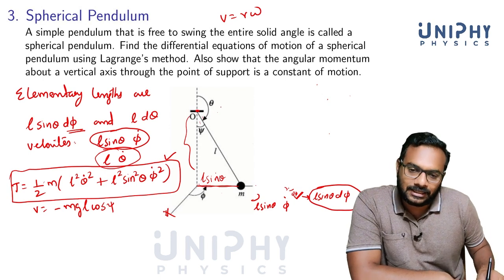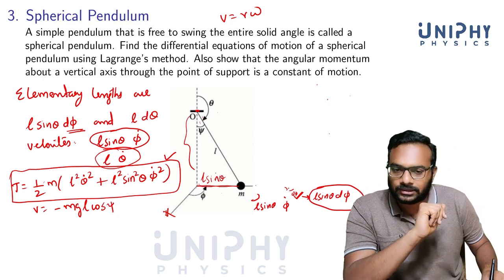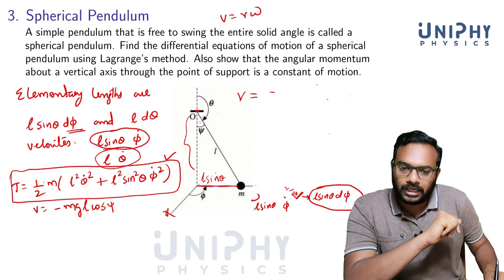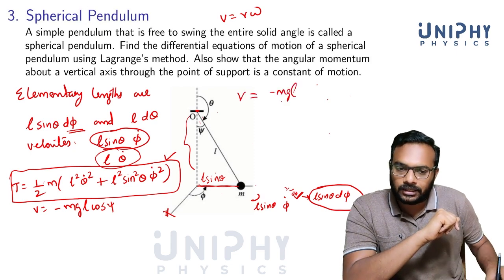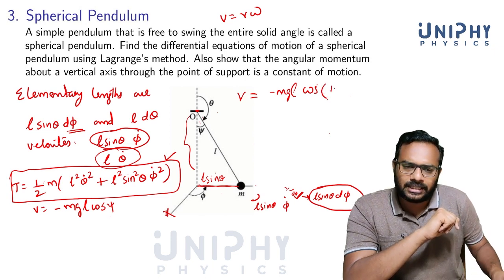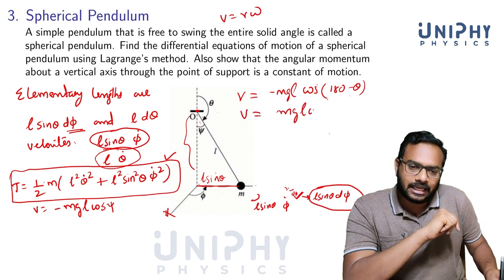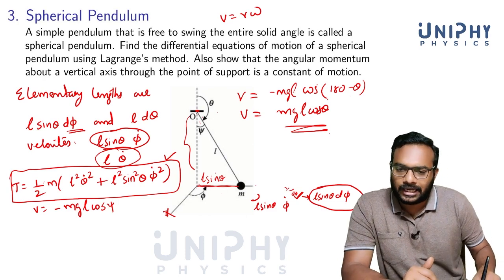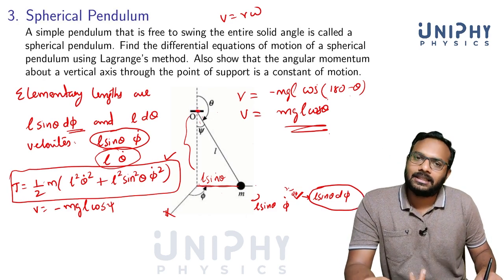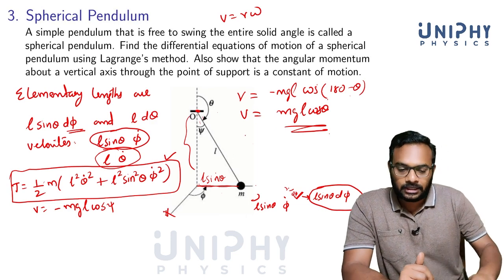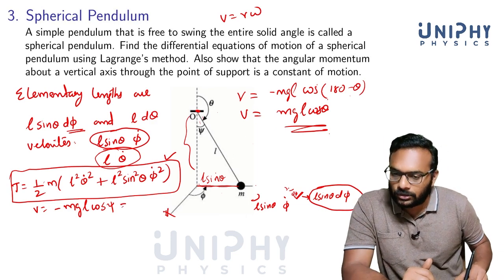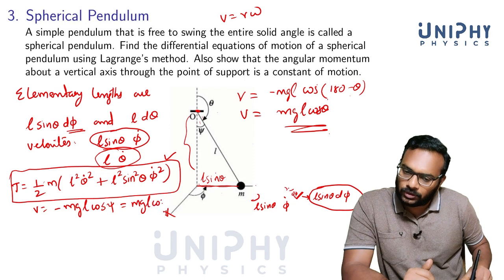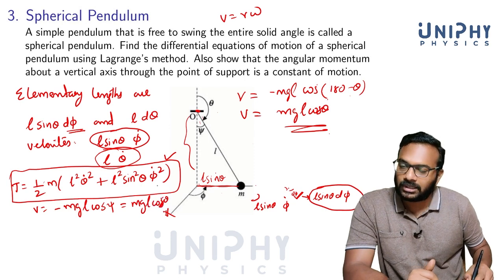We can write it in terms of theta because we chose theta as the generalized coordinate. I'm sorry. So V becomes mgl cos of, you see that this psi is actually 180 minus theta. So V is equal to mgl cos theta. We are taking the height from here, and that's equal to mgl cos theta. Not minus mgl cos theta, but mgl cos theta.